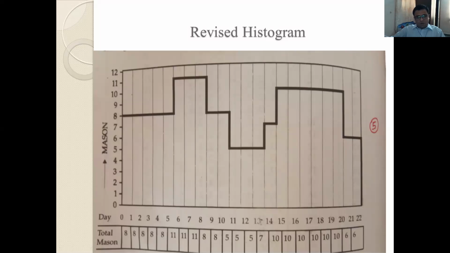Okay, so I think you have understood up to this part. If you have not understood, after the lecture you go through it, and if you have any queries, you raise them by next time. Okay, so we have plotted the revised histogram where we get the lower resource requirement, or we have lowered the resource requirement where it is peak.